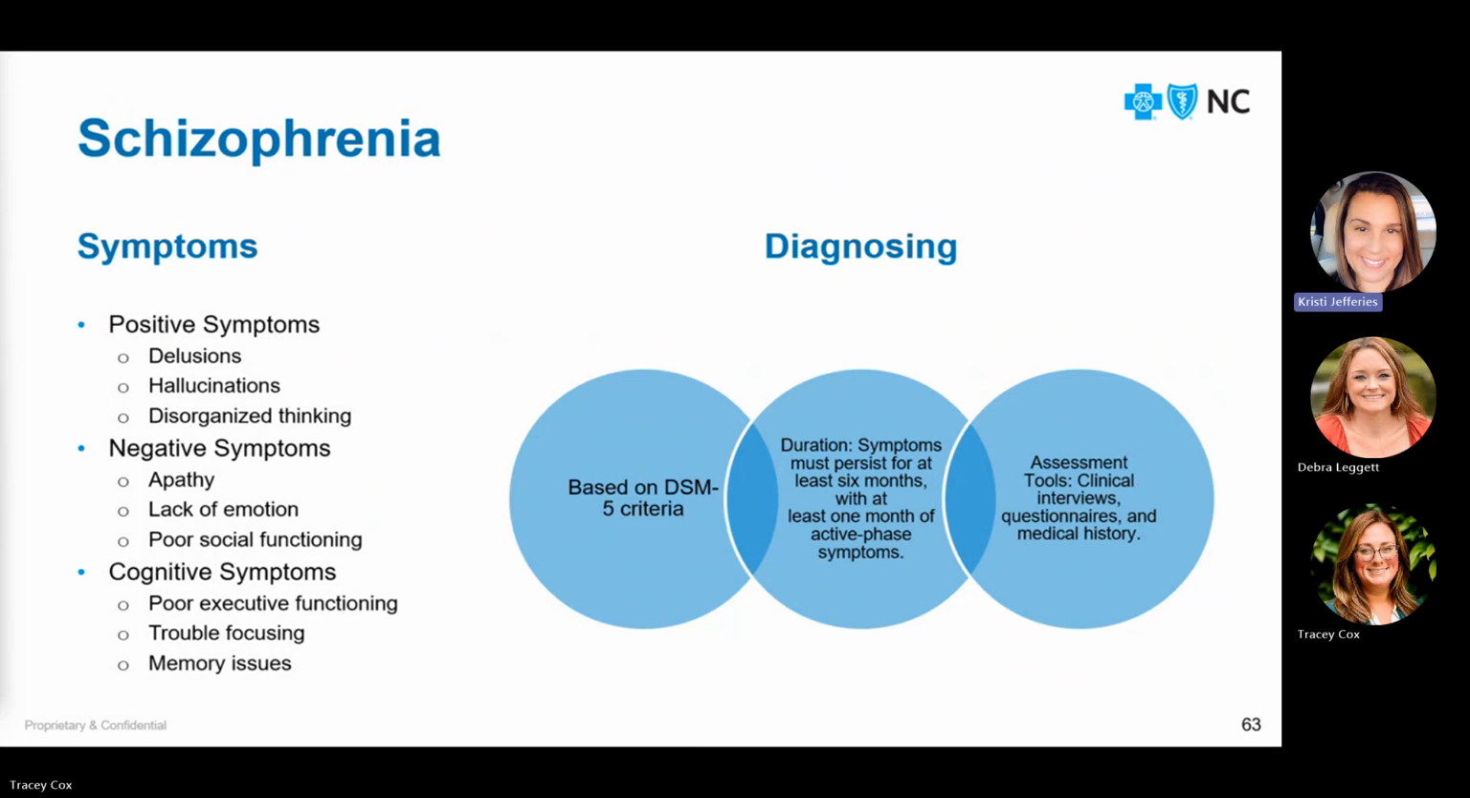Diagnosing schizophrenia requires a thorough assessment based on DSM 5 criteria. The symptoms must persist for at least 6 months, with at least 1 month of active phase symptoms such as delusions or hallucinations. Clinicians use a combination of clinical interviews, standardized questionnaires, and a detailed medical history to make an accurate diagnosis.